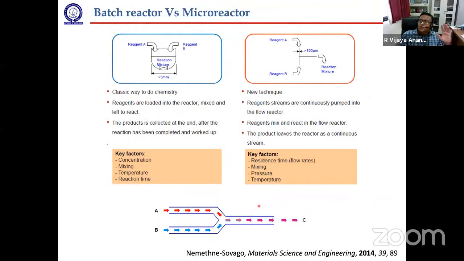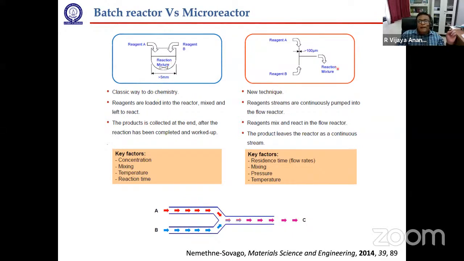All right. So what are the differences between batch reactor and microreactor? I have already explained to you, but anyway, I will explain it in a proper way. Here, the batch reaction technique is the classical way to do chemistry. Still, actually, 99% of chemistry relies on batch processes. I'll come to that at a later stage. And here the reagents are loaded into the reactor, mixed and left to react. And then the product also accumulates here. And once the reaction is over, we can collect the product after the workup.